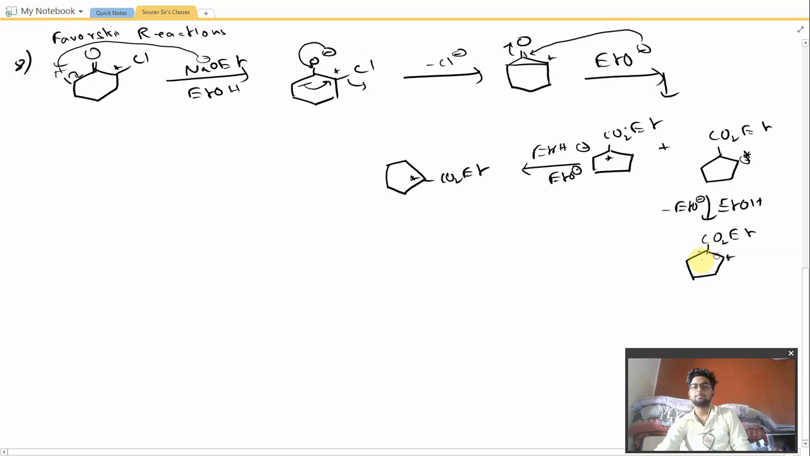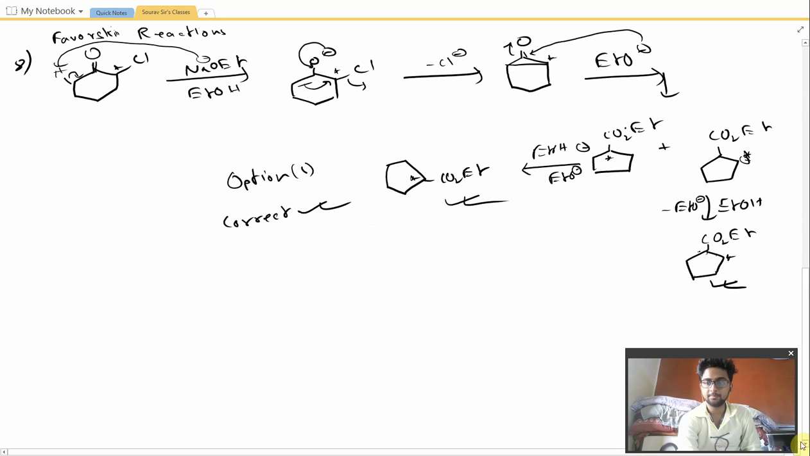Okay, so as you can see, two compounds are formed, and in the options you can see that option C has these two products. Okay, this one and this one, and therefore option C is the correct option.